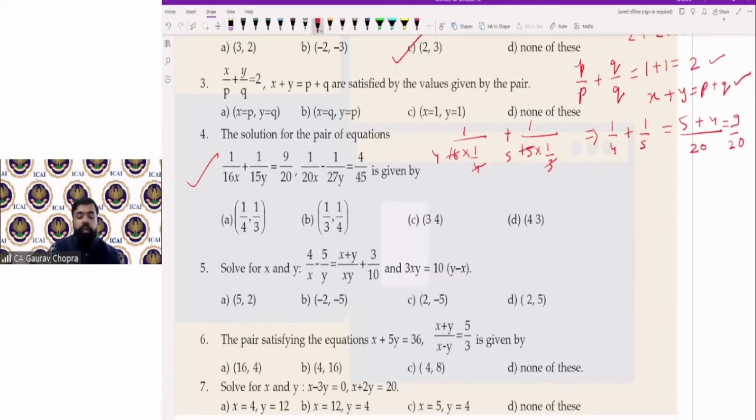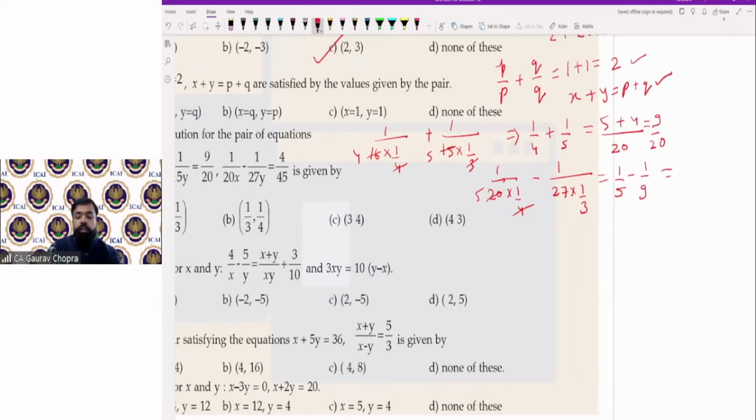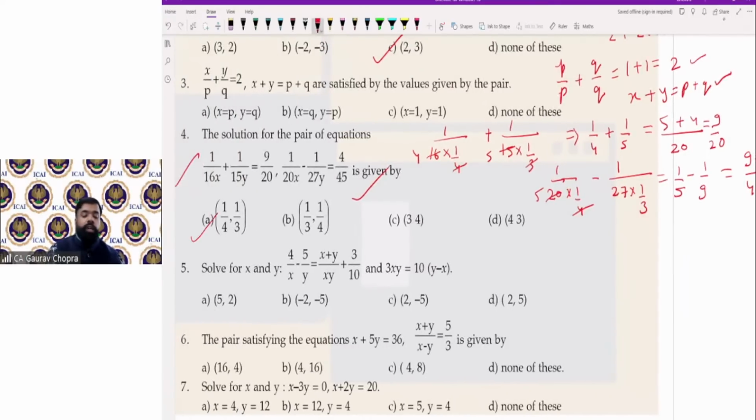Now you can verify the second equation as well. 1 upon 20 into 1/4 minus 1 upon 27 into 1/3. So how much are you getting? 1 by 5 minus 1 by 9. So take the LCM, 45. So 4 upon 45. 4 upon 45. So option number A is correct. So A is satisfying both the equations.